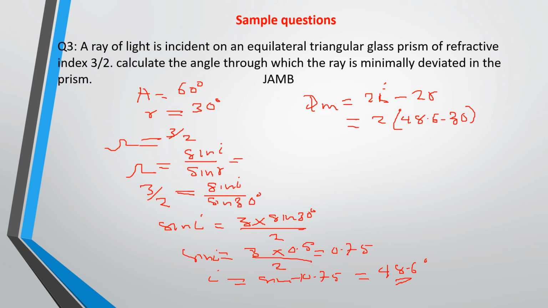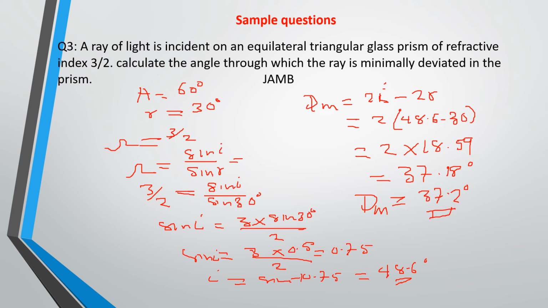all multiplied by 2. Okay, so by the time you work this out, you are going to have 2 times 18.59, and your final result will be 37.18 degrees, or approximately 37.2 to one decimal place. Okay, so your minimum deviation is equal to this.